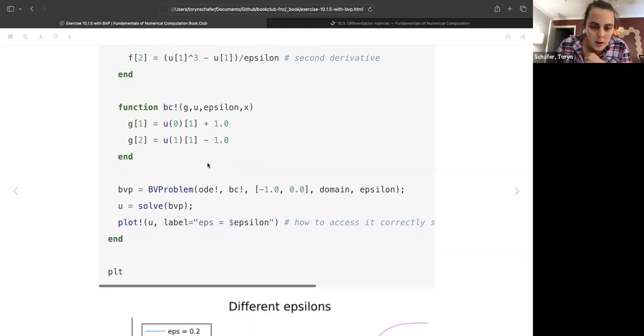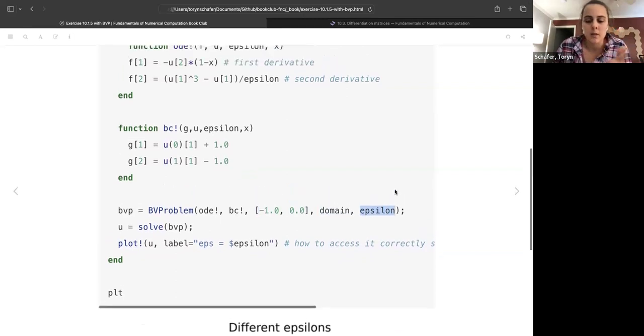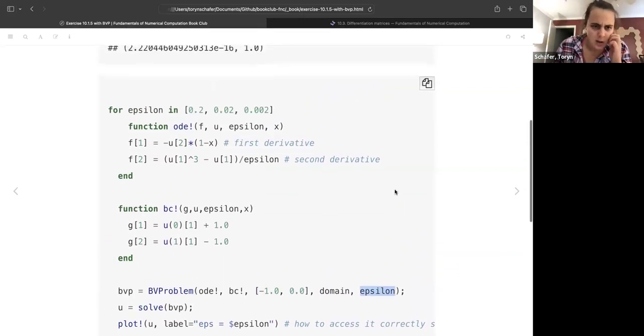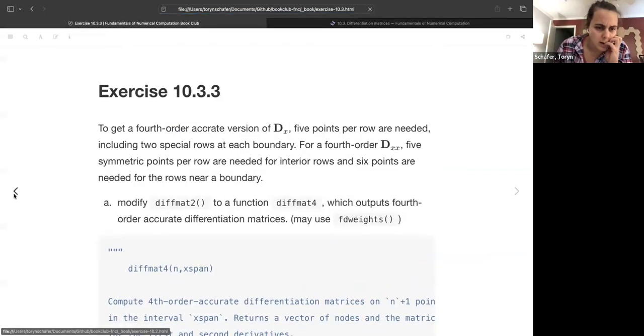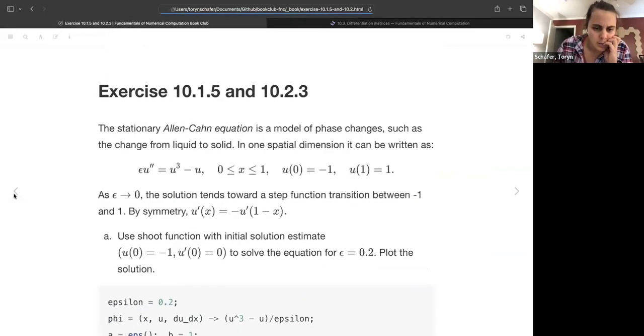And then you set up with BV problem, you have to give this ODE, these boundary conditions, some initial values, your guess, the domain, and then this is the parameter of the system, that epsilon. This is the system, remember. So epsilon is some parameter of the system. Okay.